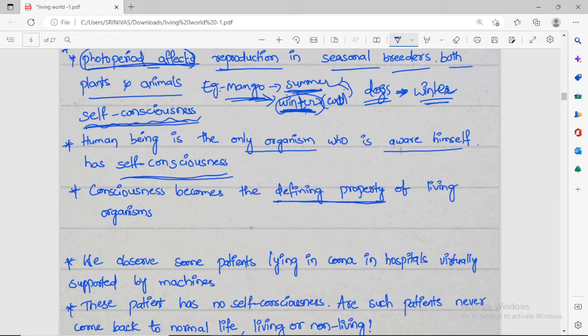How many defining properties do we have? One is metabolism, second is cellular organization, and self-consciousness is also a defining property. How many? Three. Metabolism, cellular organization and self-consciousness. These three are defining properties. This is an important point. Okay.